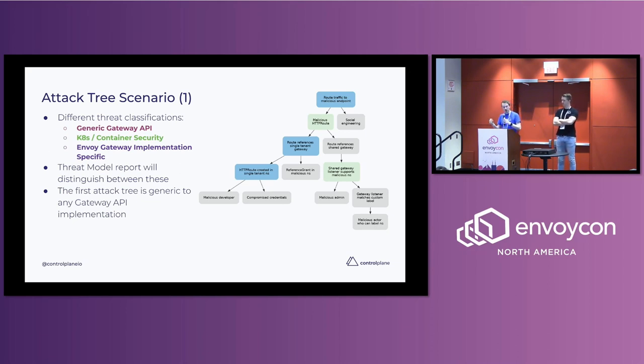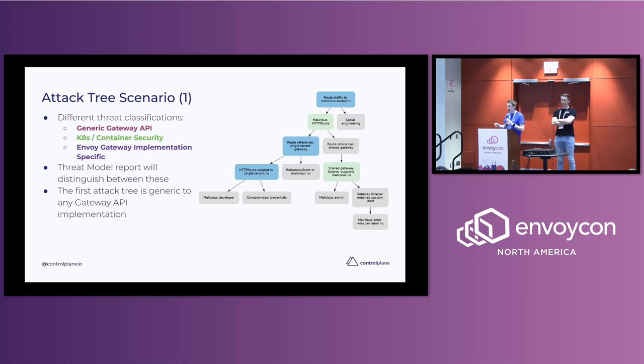So we need to be able to create the malicious HTTP route, which we did in the previous step, and also we need that social engineering element. Taking a break from the attack tree just for a moment to come back to the left, what we'll see is that there are different types of threats as we go on.